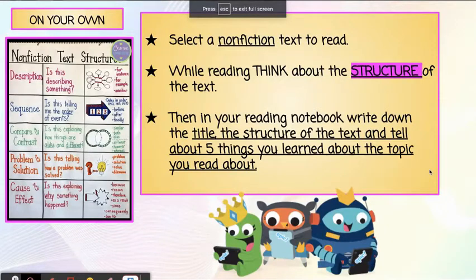Now, on your own, select a nonfiction text to read, and while you're reading, think about the structure of the text. Be sure to pause this page. I have put the graphic organizer here, with the nonfiction text structures for you to refer to. So, is the author describing something? Is this author telling you something in the order of events? Is he trying to explain how things are alike and different? Is he, or she, telling you how a problem was solved? Is the author trying to explain why something happened?